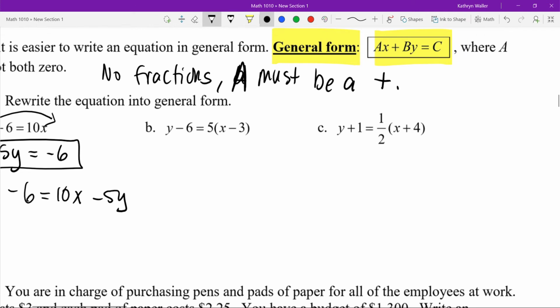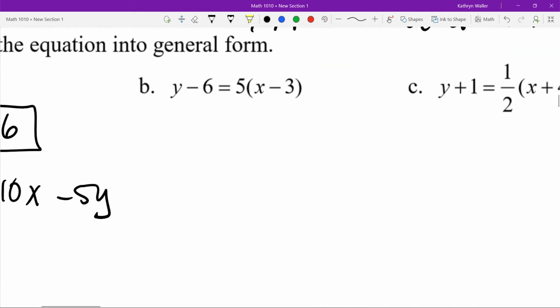Okay? Okay, let's do the next one. General form. x and y on the one side, constant on the other. So everybody go y minus 6 equals 5x minus 15. Now I'm going to do 2. Actually, raise your hand if it's kind of freaking you out that I'm doing 2 steps in 1. Anybody? I'm going to do 3 steps in 1.